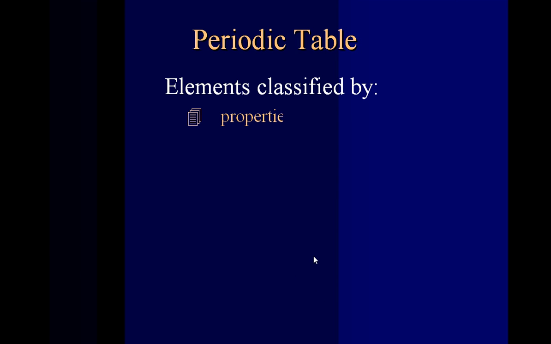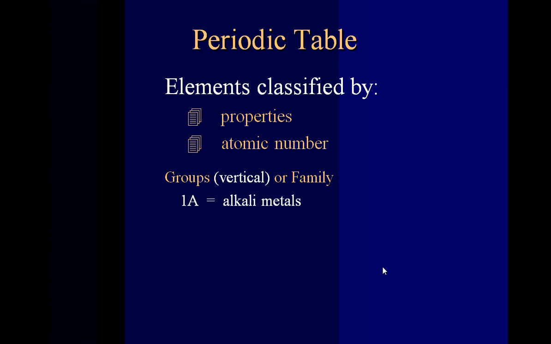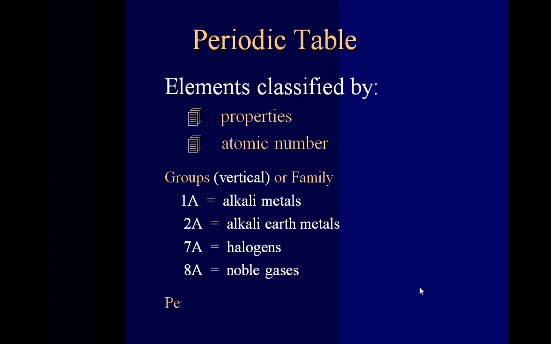Periodic table: the elements are classified by their properties, their atomic number, the groups or the family, and we'll talk about this again when we discuss periodic tables. Group 1A, the column on the far left, is known as the alkali metals. When we talk about your cell phone battery or any battery, very efficient batteries have lithium in them. Where do you find this alkali metal? In group 1A. Group 2A is the alkaline earth metals. Skip all the way over to 7A, and we have the halogens, and then the very last column on the right is your noble gases.